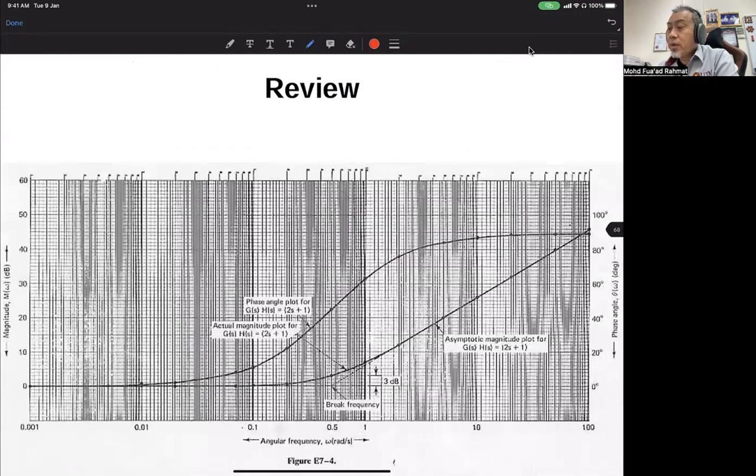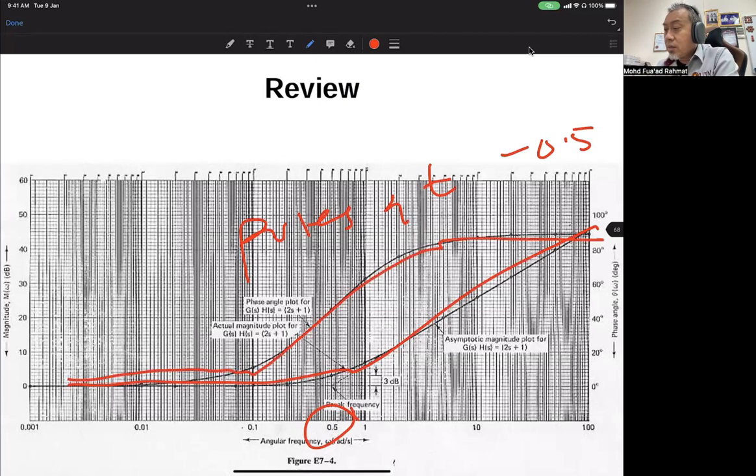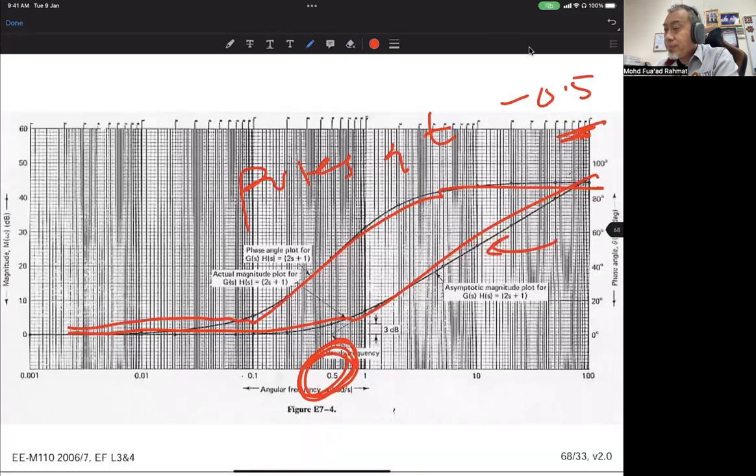This one is one example of a pole at minus 0.5. You can see that the corner frequency is 0.5. It goes here and it goes up like that, and the phase goes here like that. So the corner frequency is 0.5, the same value as the pole. The slope is positive 20 dB per decade.